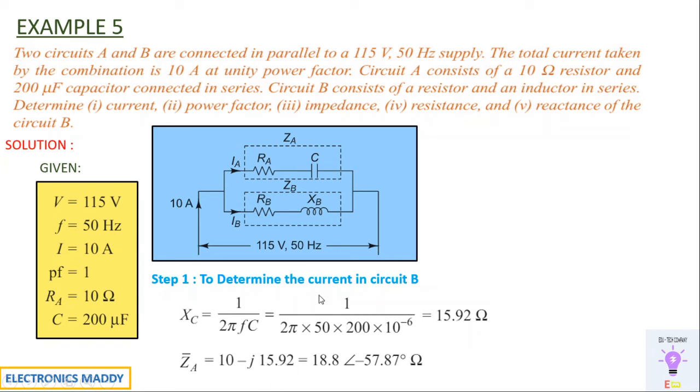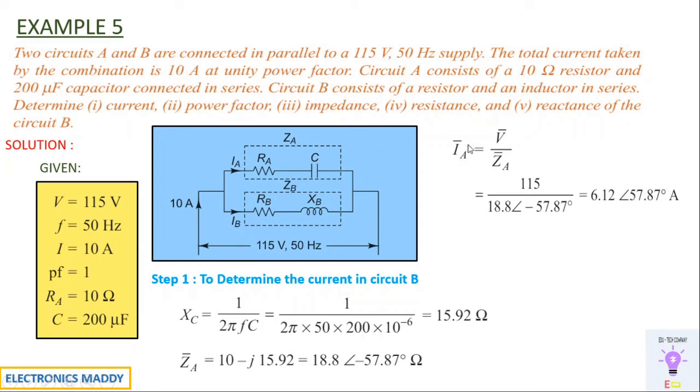Why is it minus J? Because it is a series RC circuit. In case of a series RL circuit, it is plus J. So you'll be getting 18.8 at an angle of minus 57.87 ohms. So once we have found out the value of ZA bar, can we not find the value of IA bar? So IA bar is given by V bar by ZA bar. Substituting the value of V bar and the value of ZA bar, you will be getting 6.12 at an angle of 57.87 amps.